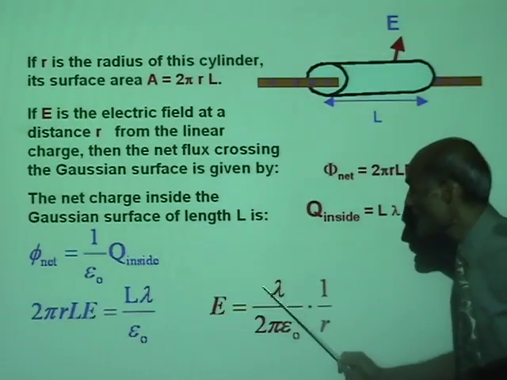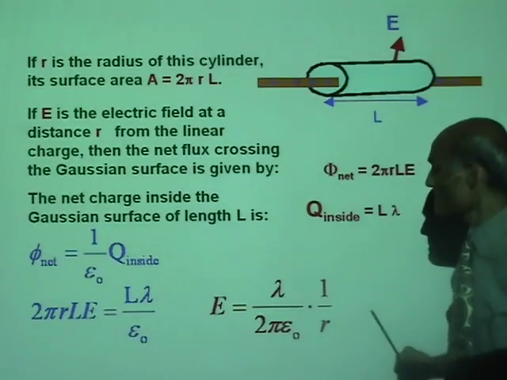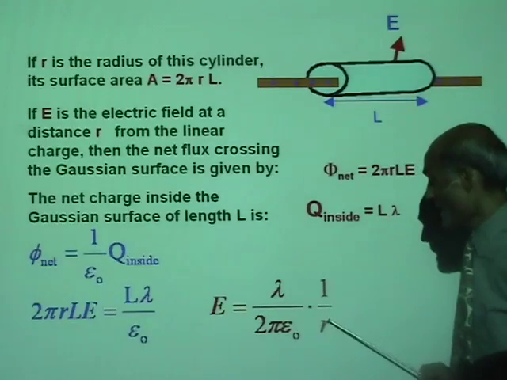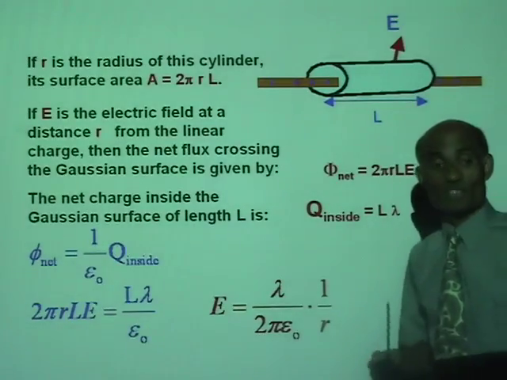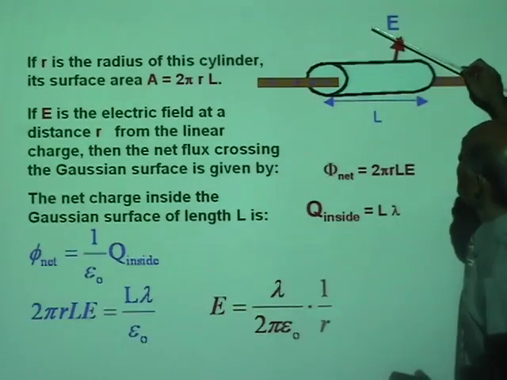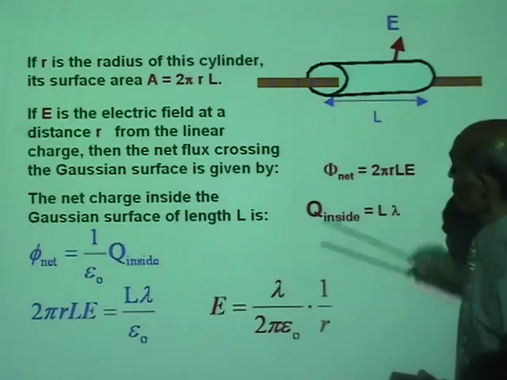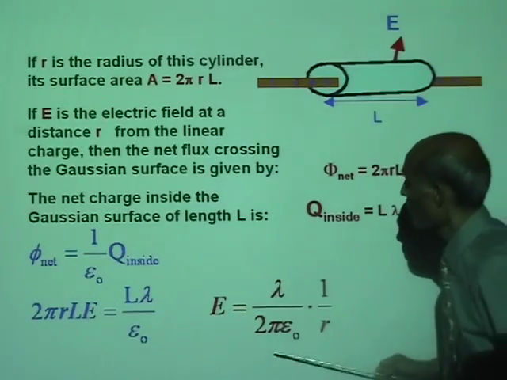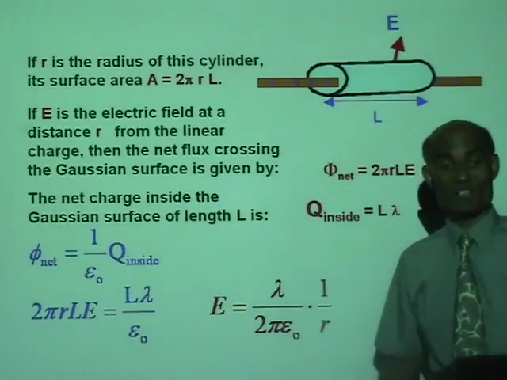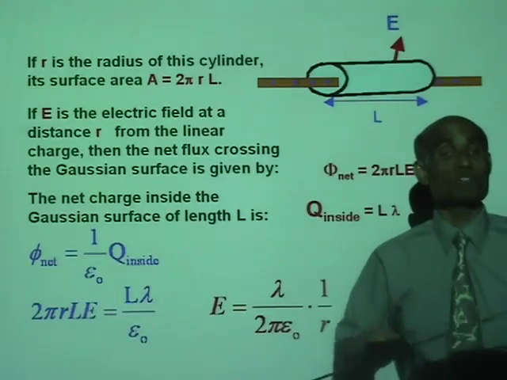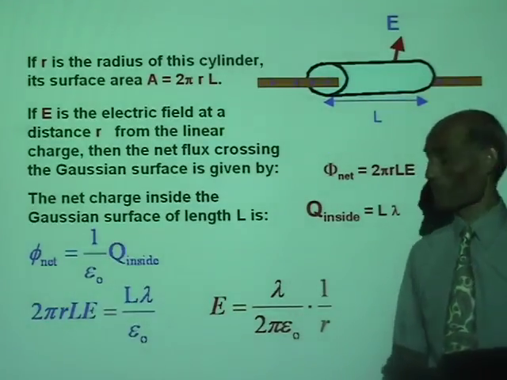Now why did I write it like this? Because lambda divided by 2 pi epsilon naught is a constant and r changes. If I take the point here, that r will be that distance. So r is the only variable, all other quantities are constants. It's a very important relation if you want to use it for solving problems.